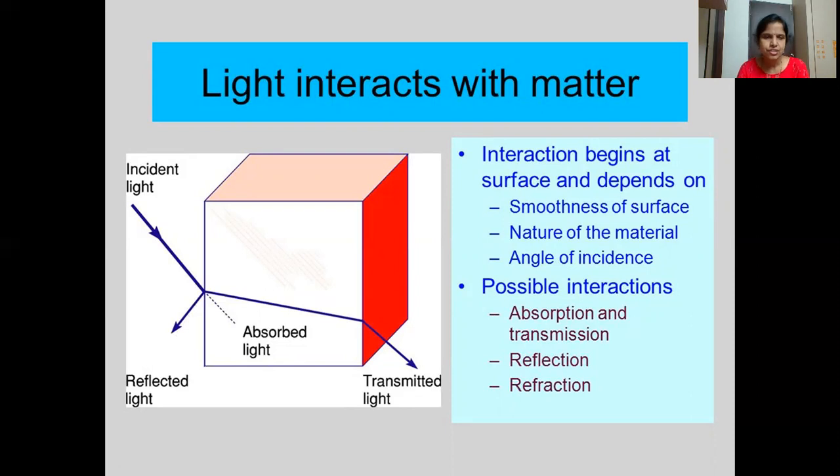So these various types of interaction, that is absorption, transmission and reflection of the light, depend upon the smoothness of the surface of the matter, the nature of the material, that is what material the matter is made up of, and the angle of incidence. That is, what angle the incident light makes with the matter surface. These are the various things that happen when light interacts with matter.